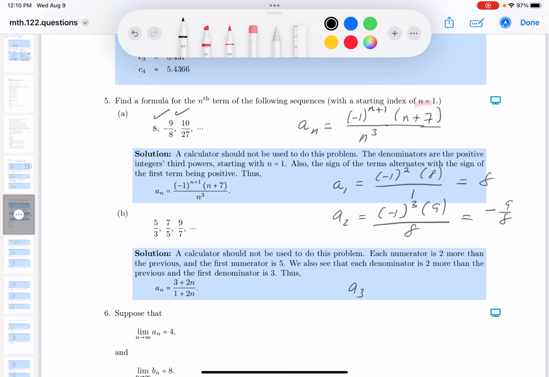Let's put A3 down. What's that going to be? Minus 1. Again, we're looking at this thing over here. So what do you get? Minus 1. We're at 3, so it'll be to the 4th power. Then you're going to get 3 plus 7, which is 10. And on the bottom, what do you get? 3 cubed, which is 27. What does that give you? 10 over 27. Exactly what you get.